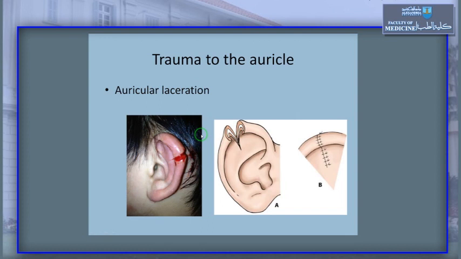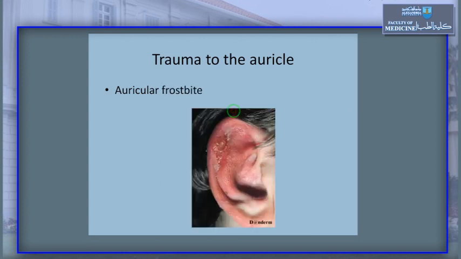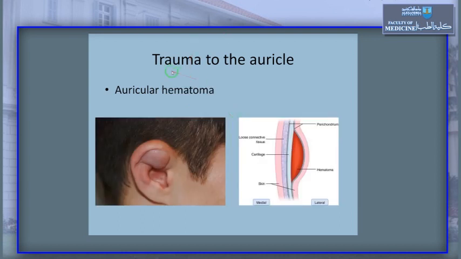As for the traumatic conditions, the auricle as part of the body can sustain any type of trauma, whether cut wounds, contused wounds, burns, or frostbite, and for these we have special considerations related to the hematoma of the auricle. So we will discuss auricular hematoma in more detail.